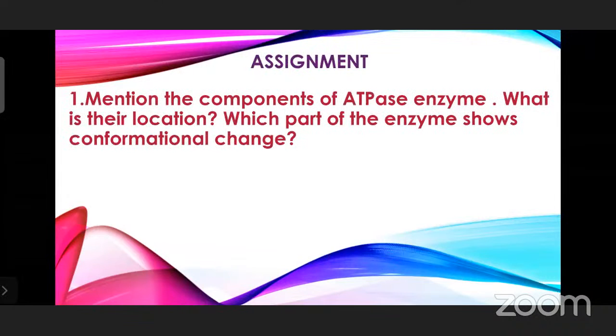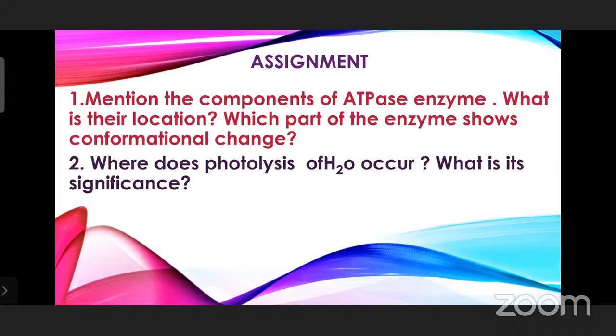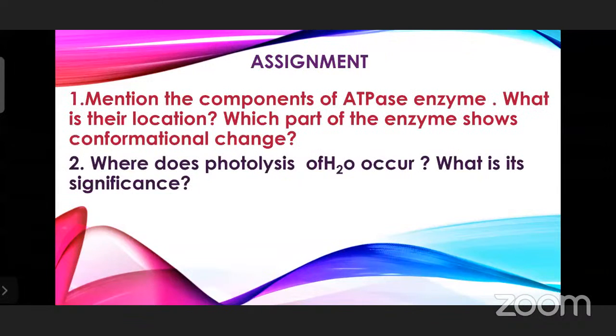Today's assignment is to mention the components of the ATPase enzyme. What is their location? Which part of the enzyme shows conformational change? Where does the photolysis of water occur? What is its significance? Only two answers. I am not giving a heavy assignment. Simple, very easy and very, very important as per IPE. Those questions are given as assignment.